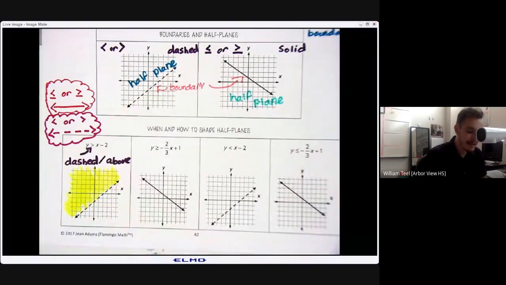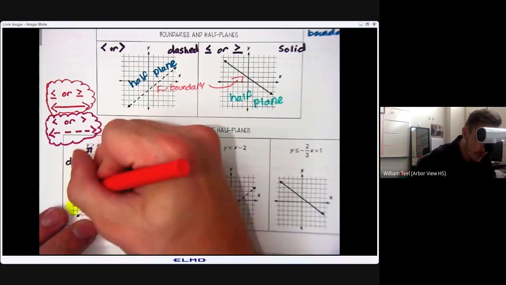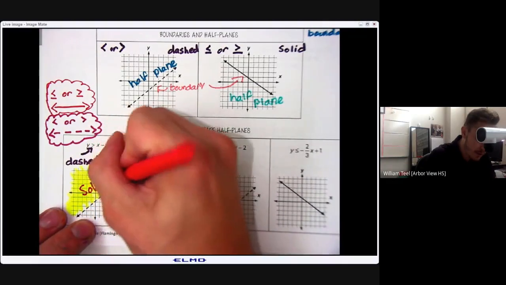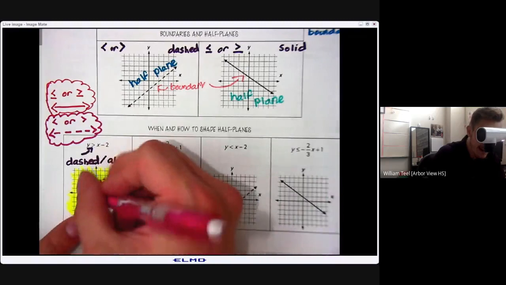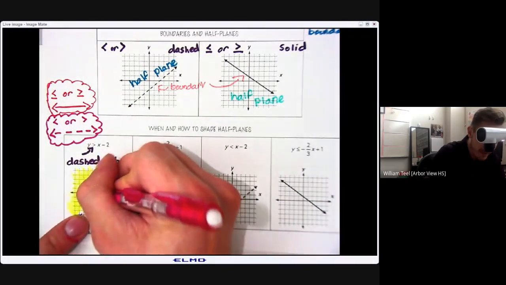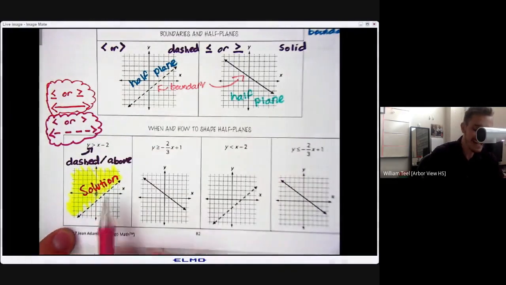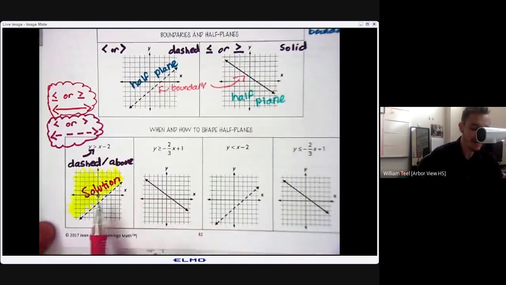So what I'm going to say here is that this is the solution. Any one of these ordered pairs that lie within that solution are going to work for the inequality. So let's go ahead and test one out. If I were to test a point that is within the solution set, let's test the point (0, 0). If I plug this into that inequality, I want to double check to make sure I did it right and make sure it actually satisfies the inequality.